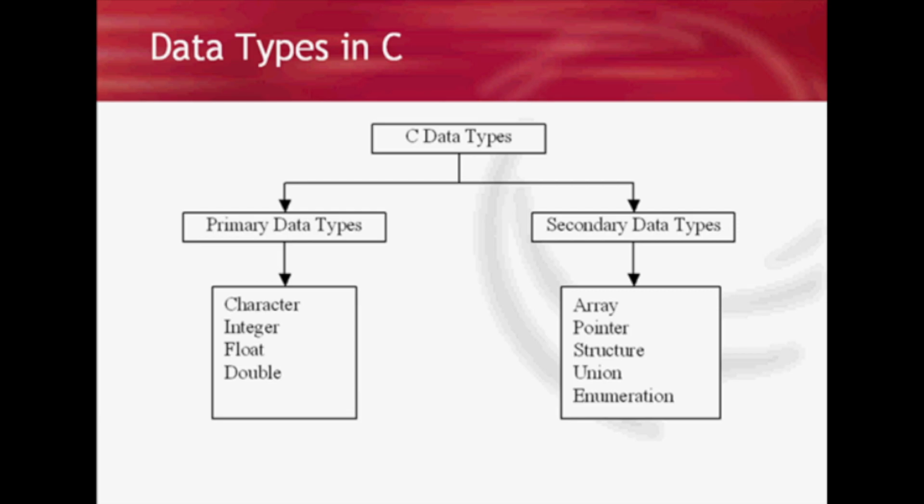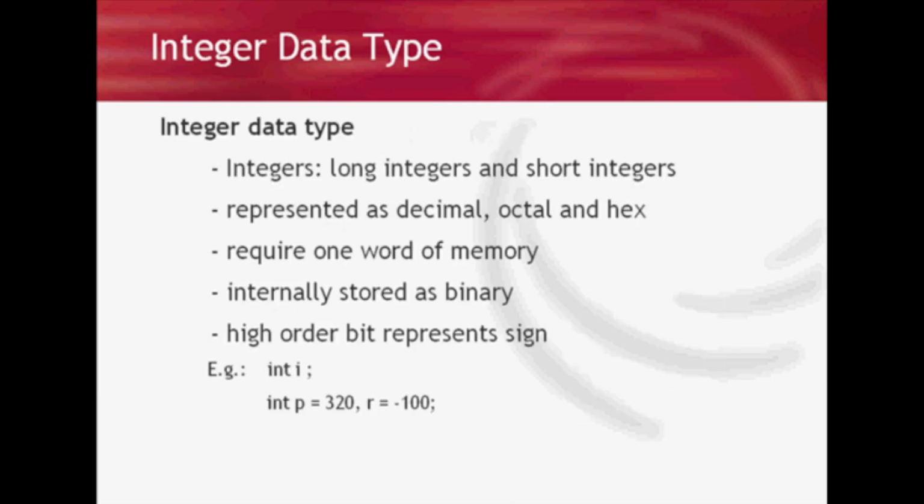Data types in C. C data types are broadly classified as primary data types and secondary data types. Under the heading primary data types, we have character, integer, float, and double data type. Whereas in secondary data type, we have arrays, pointers, structure, union, and enumeration. Let us talk about the primary data types.